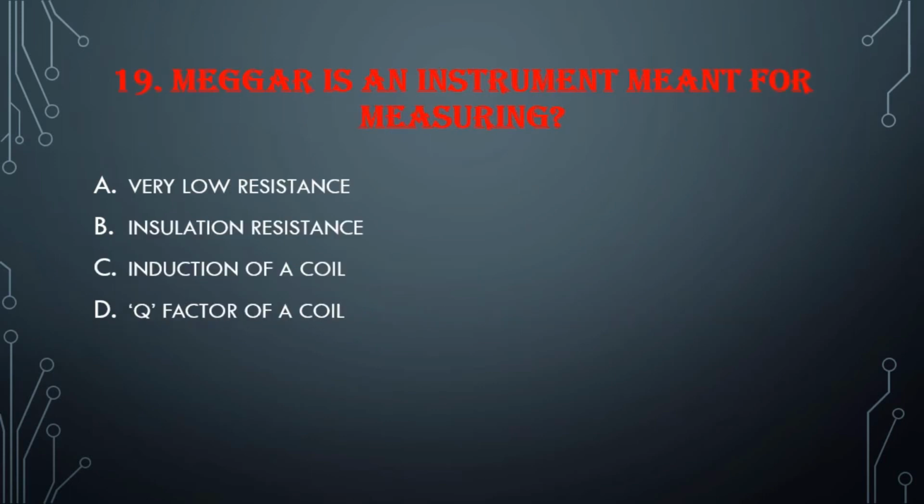The next question for you all, my friends, is: a Megger is an instrument meant for measuring. The options are A. Very low resistance, B. Insulation resistance, C. Inductance of a coil, D. Q factor of a coil. And your time starts now.